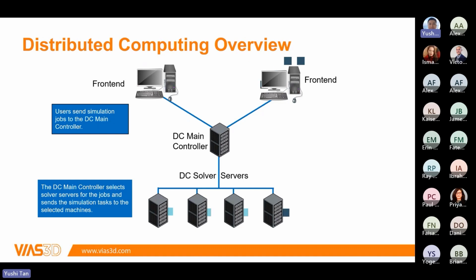So now the job is going to be sitting at the DC main controller when all the DC solver servers are occupied. When a solver frees up, the DC main controller will push the specific job to the open DC solver server. When everything's done, the result is going to be transferred through the main controller back to the front end, so you can look at the solution.